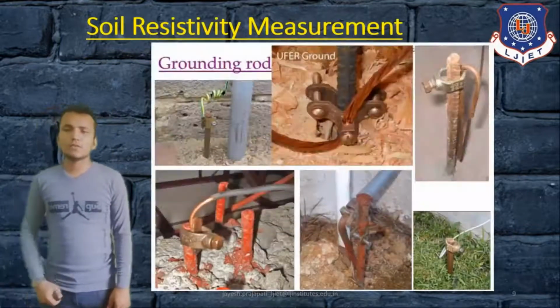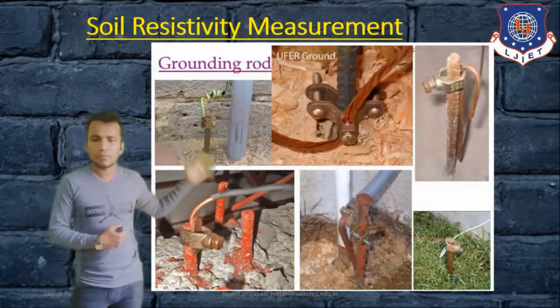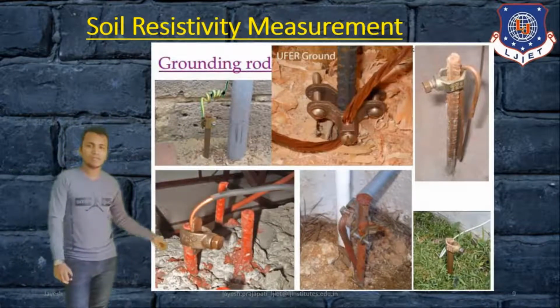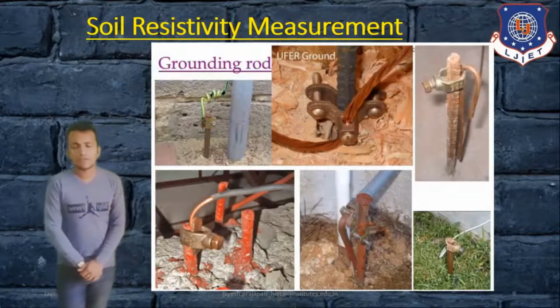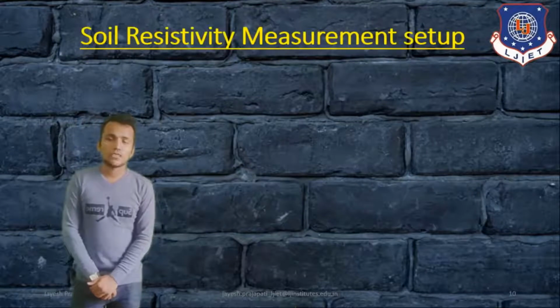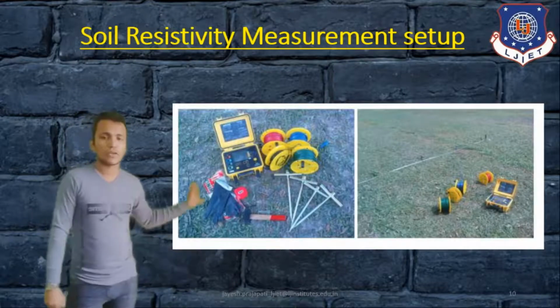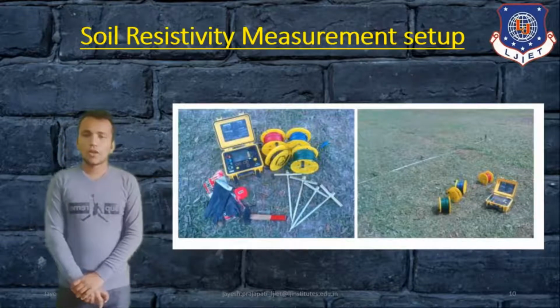Okay. Then, soil resistivity measurement, if we look at it in practical terms or in a visible view, it looks like this. Here you can see we can measure the soil resistivity by using this kind of setup. That is a practical view of the soil resistivity measurement. Then, if we look at the soil resistivity measurement setup, it is like this. You can see that is a setup for soil resistivity measurement.